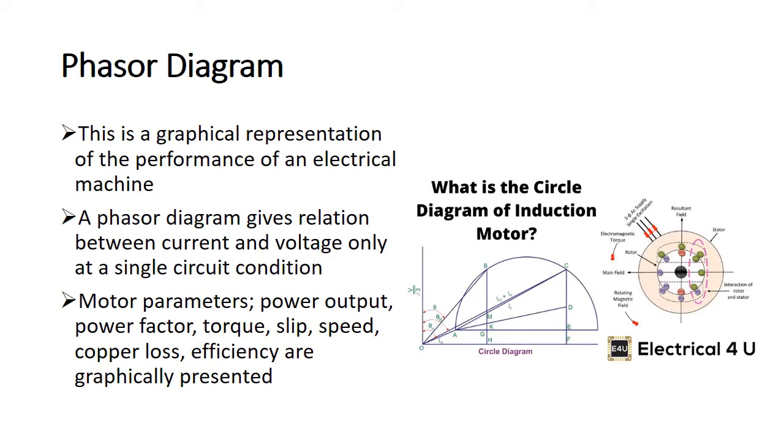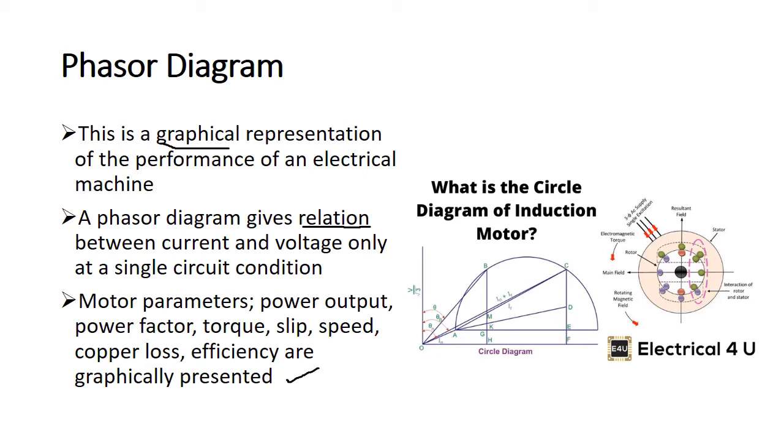One of the things that the circle diagram analyzes is the phasor diagram. The phasor diagram is a graphical representation of the performance of the electrical machine. A phasor diagram gives the relation between current and voltage only at a single circuit condition. Motor parameters, power factor, torque, slip, copper losses and efficiency are graphically presented.